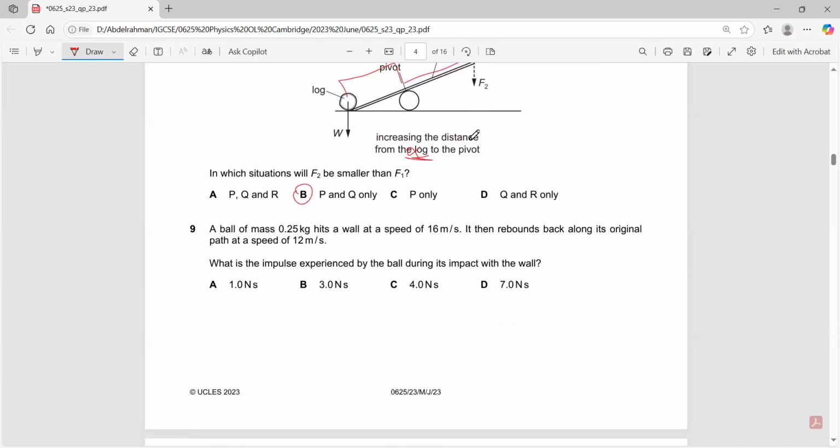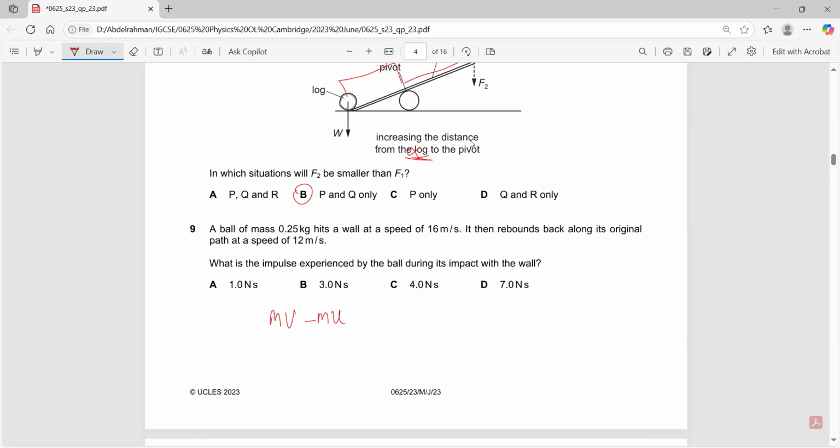A ball of mass 0.25 kilograms hits a wall at the speed of 16 meters per second. It then rebounds back along its original path at the speed of 12 meters per second. What is the impulse experienced by the ball? Okay, impulse is mv minus mu, right?